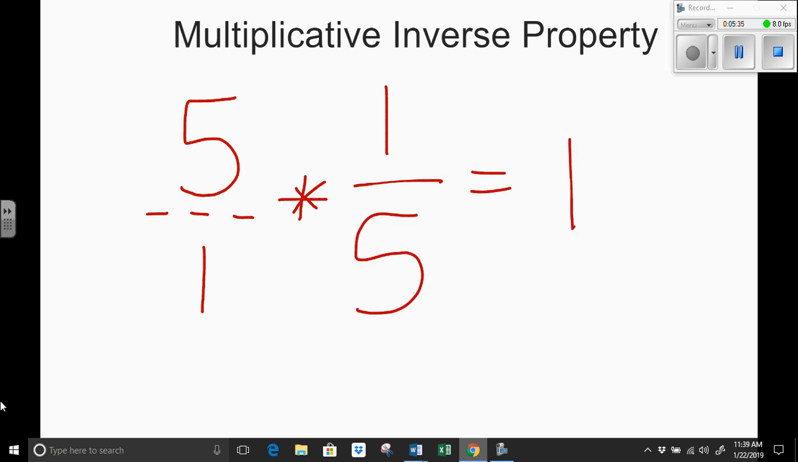Now you might be wondering, why would our answer be 1? Well, if we cross-simplified the 5s, they would turn into 1s. 1 times 1 is 1, 1 times 1 is 1 again, and 1 over 1 is still equal to 1. So anytime you see the multiplicative inverse property, just know that you're multiplying by its reciprocal and not its opposite. And again, we use the reciprocal because it's multiplicative.